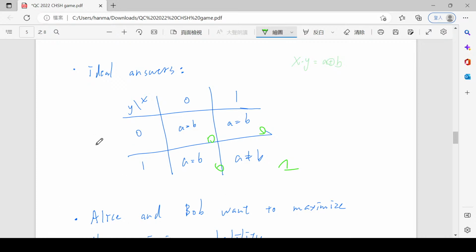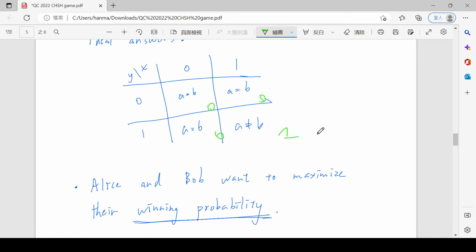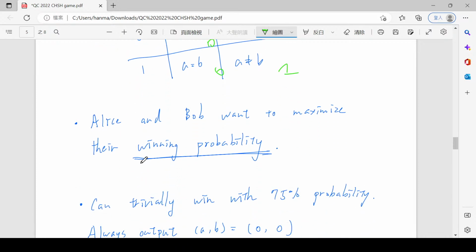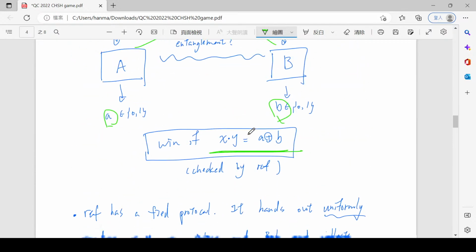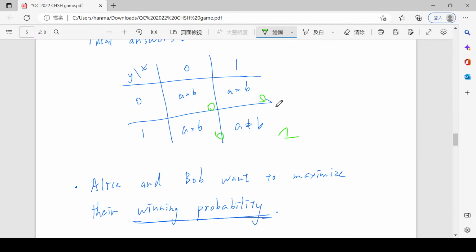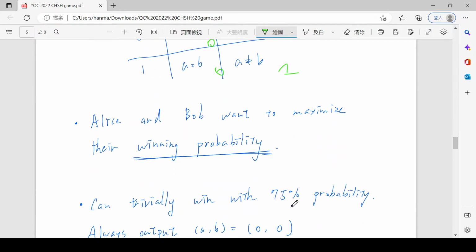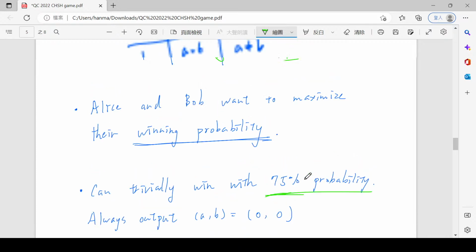What's the way to do this classically? Okay. And from here, you can see, Alice and Bob want to set up a strategy to output A and B such that they optimize this. And there is a classical strategy that wins with 75% probability. Maybe that is easier. Okay, we'll receive the answer.